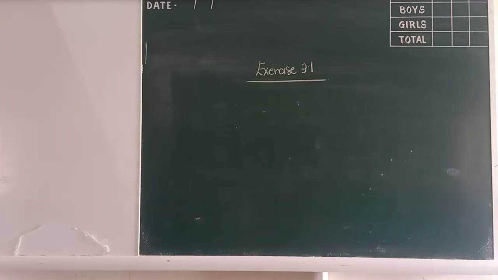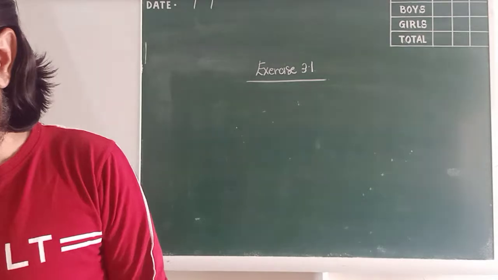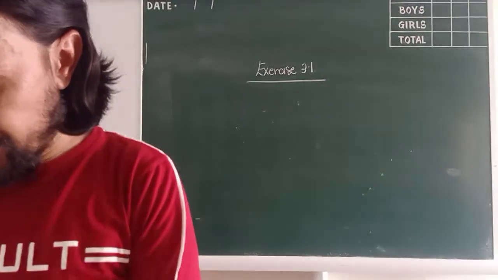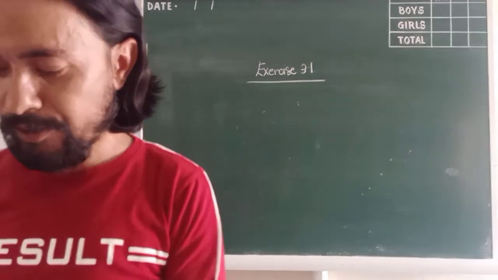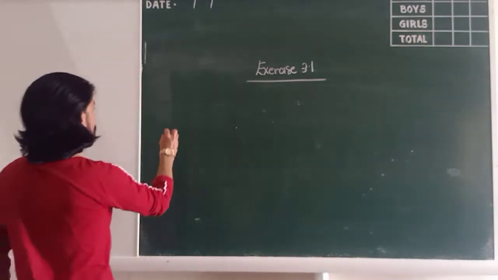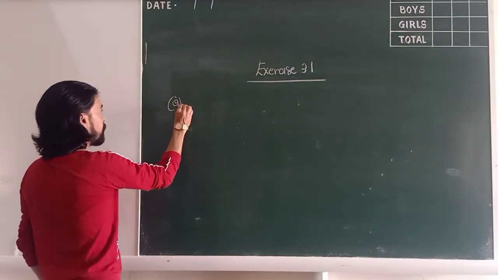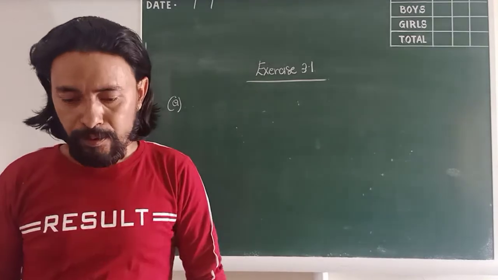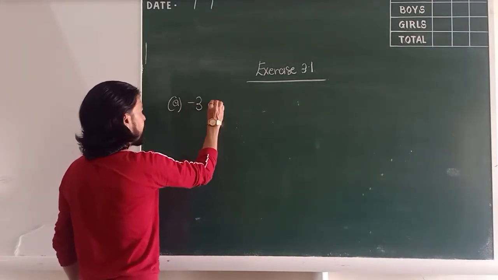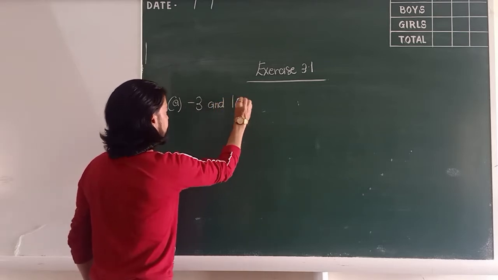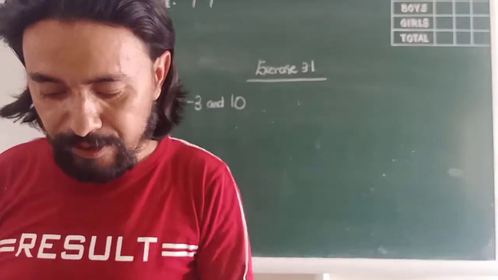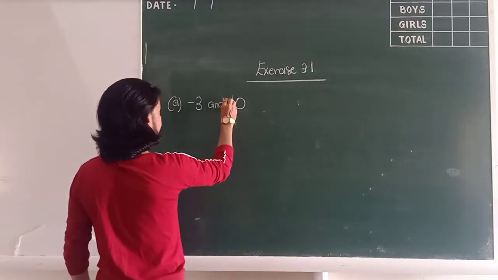We now come to our last sum for the day, that is sum number 7. It says write all integers which lie between the given pairs of integers in decreasing order. A: -3 and 10. I have to write all the integers between -3 and 10. Sorry, not 10, it's -10.